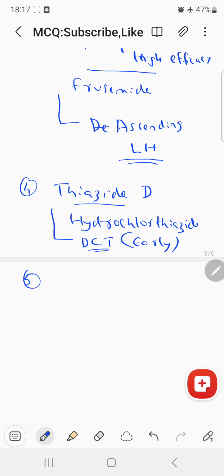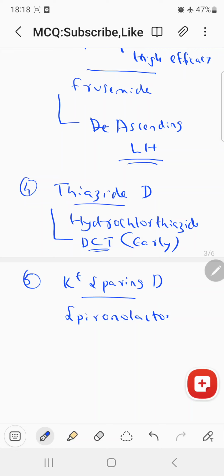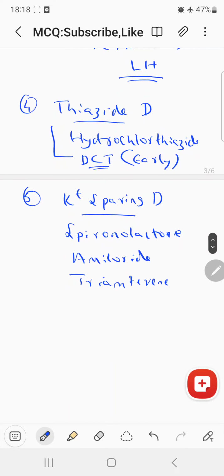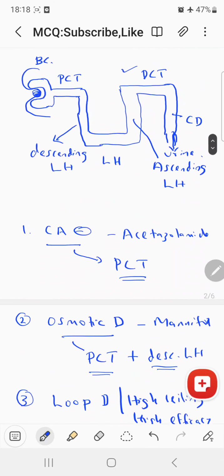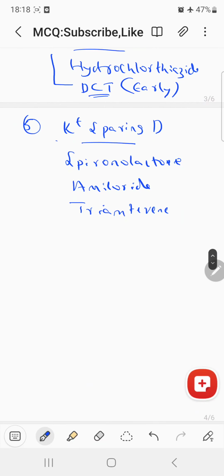Now coming to the last important diuretic, the potassium sparing diuretics. Examples are spironolactone, amiloride, and triamterene. The site of action of potassium sparing diuretics is the late part of the distal convoluted tubule, along with the collecting duct. So the site of action of potassium sparing diuretics is the late distal convoluted tubule plus the collecting duct.